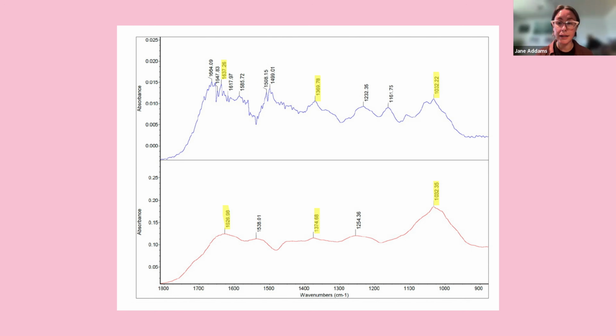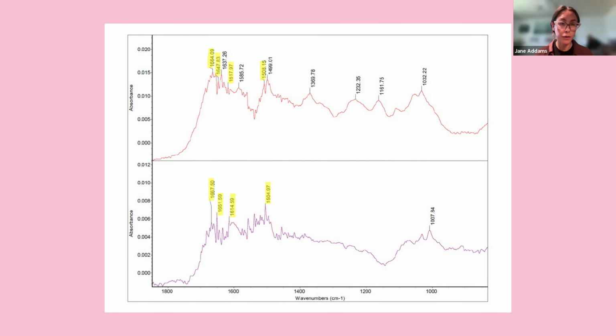And this is the stocking on the top and the sample from the book on the bottom. I've highlighted the peaks that are really, really strong matches. So this is really good. This is telling me that these are really, really similar chemical structures.